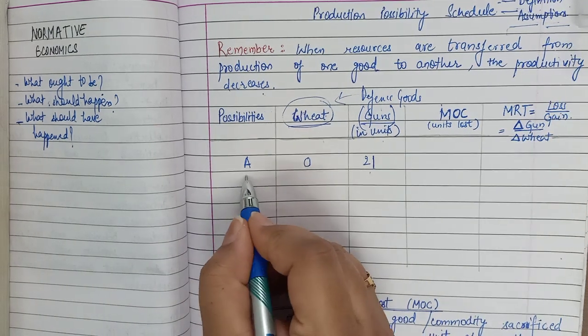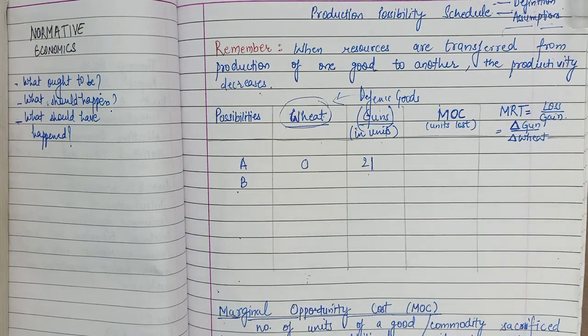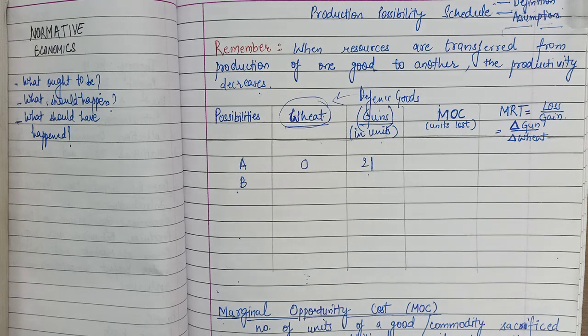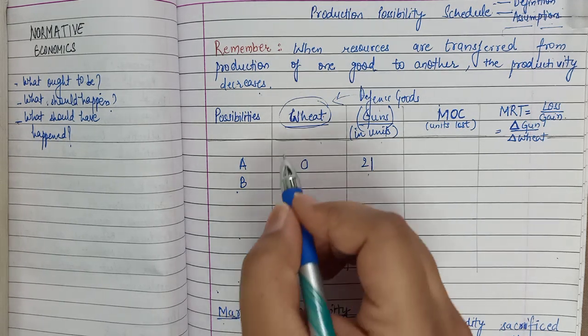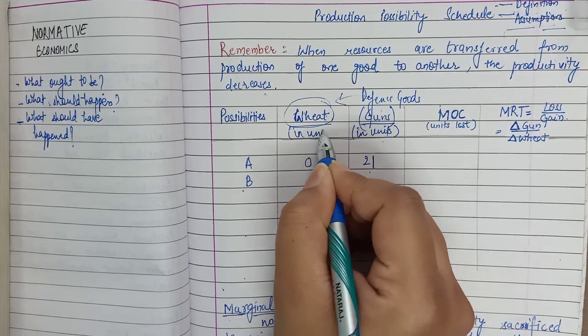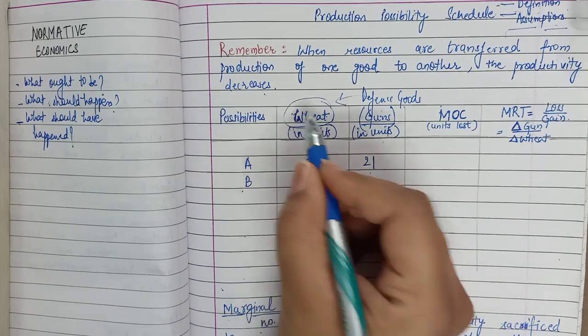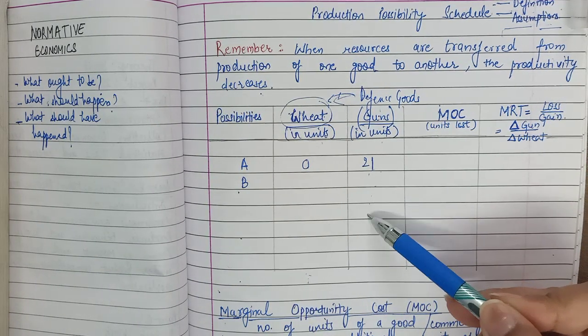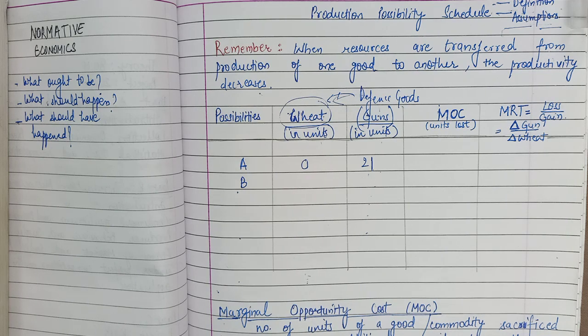Now, possibility B. Now the country needs some wheat, people need wheat to survive, they need some food to eat, there is a need of civil goods also. So now we will be producing wheat, so we will be shifting some resources from the production of defense goods to the production of wheat. Resources will be coming here, so there will be some loss in units of guns, because resources are fixed. Earlier we were using all the resources for guns. Now some of those resources have been shifted to the production of wheat.